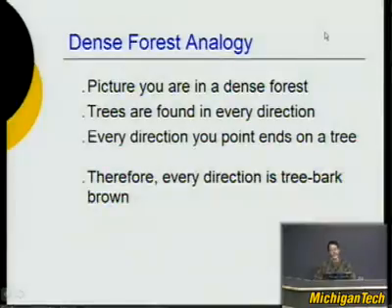So what's going on? Oh, here's another analogy. We now pause for another analogy. Let's say something even closer to your own experience. Let's say you go into a dense forest, and don't pretend this hasn't happened. Trees are found in every direction. Every direction you point to, therefore, ends at a tree. So if you're in a dense enough forest, you're going to see brown in every direction. That's the way it works. Actually, how much sunlight comes through the treetops is important as to how dark the brown is. There's no analogy to that in Olber's paradox, so we'll forget about that for now.